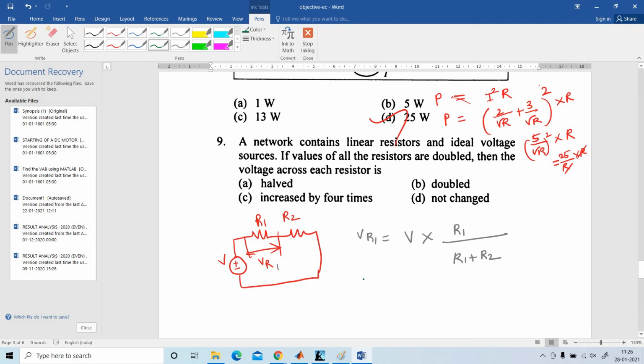Now I am going to find out if all the resistances are doubled, is there any change? So the first resistance is doubled, 2R1 plus 2R2. I have to take 2 outside, 2R1 divided by 2 into R1 plus R2. 2 get cancelled, but the equation is not changed. Both are same. So answer is not changed.